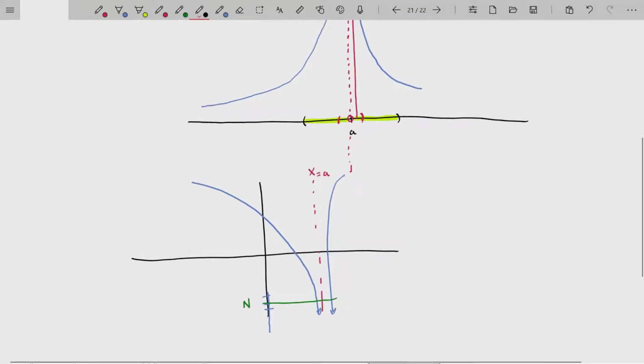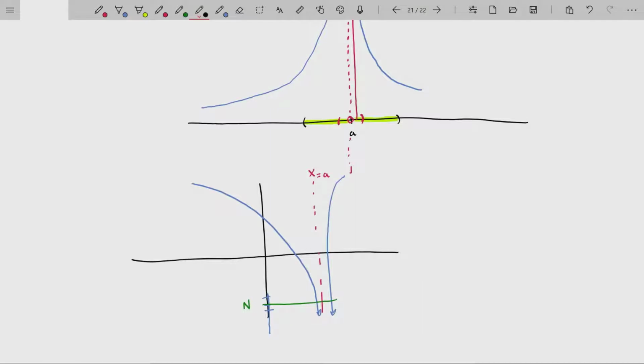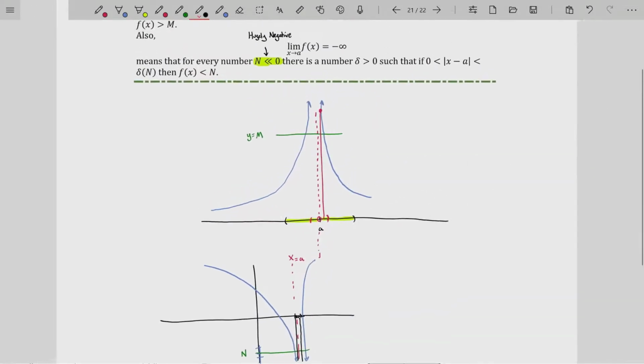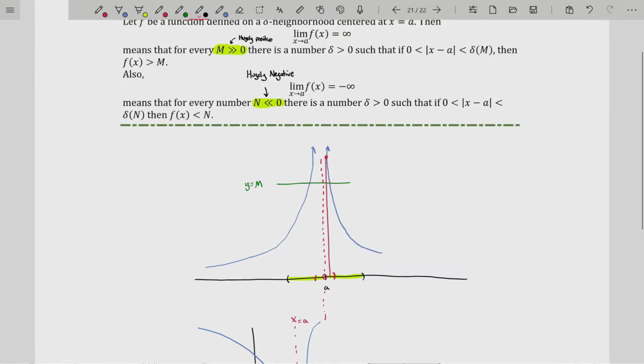And your job is to find a delta neighborhood about x equals a so that all x values within that delta neighborhood land on your function well below that height. And that's really what this definition is saying: you can find a delta such that as long as x is close to a, within a delta neighborhood of a, then your function will be below the height they challenged you with.